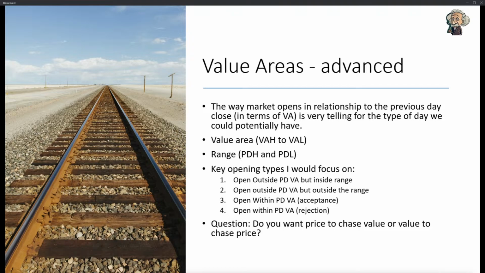Value area high to value area low, those are called value areas, and then the range is the previous day high and previous day low. These are the 4 types I care about: opening outside the previous day value area but inside the range, opening outside the previous day value area and outside the range, opening within the previous day value area with acceptance, and opening within but with a rejection.